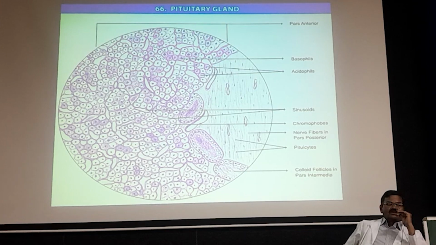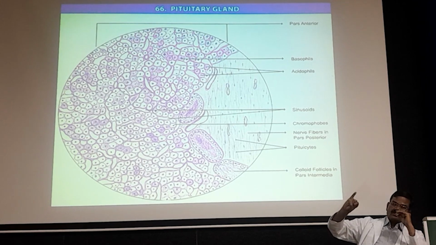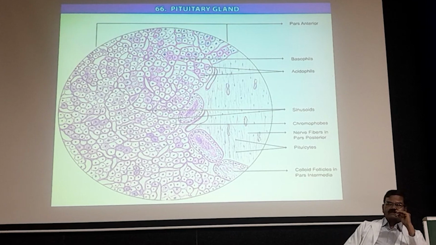So, conclusion about the mammary gland. In relation to the mammary gland, there are two types of secretions. One, apocrine, example, milk secretion. Two, merocrine, example, protein secretion. Both are related to the mammary gland only.